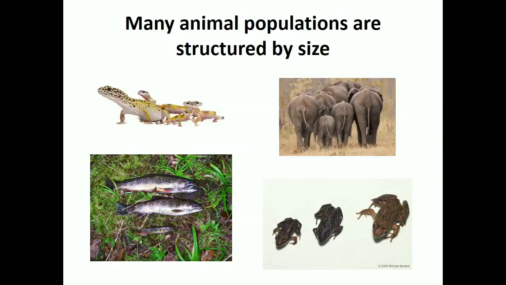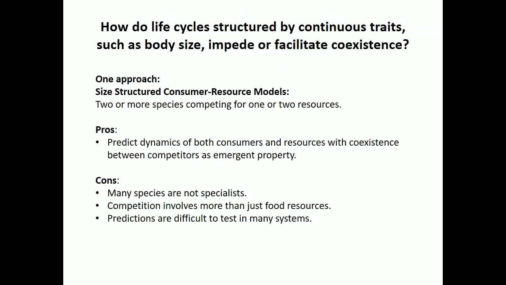But not all populations, particularly in mammals and many animals and many plants, are structured by these discrete stages. Quite often, populations are structured more based on size, which can be related to age, but also just size in and of itself. And so the question that I'm going to try and address today using a modeling framework is how do life cycles structured by continuous traits, using size as an example, impede or facilitate coexistence.